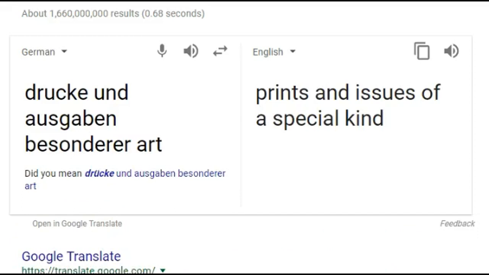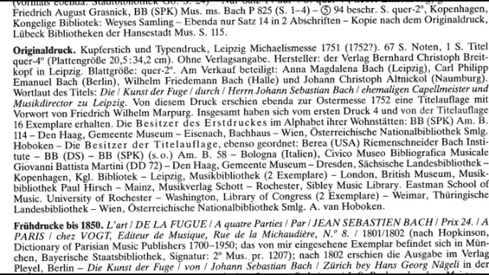These sections not only describe various editions in detail, but tell us where rare surviving copies can be found. Here we can identify 3 locations in the United States with copies of the first edition of the Art of Fugue.